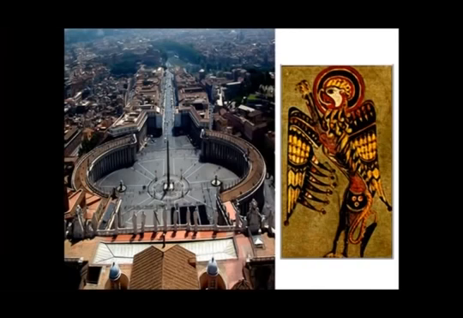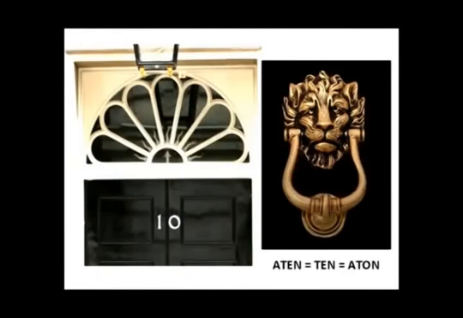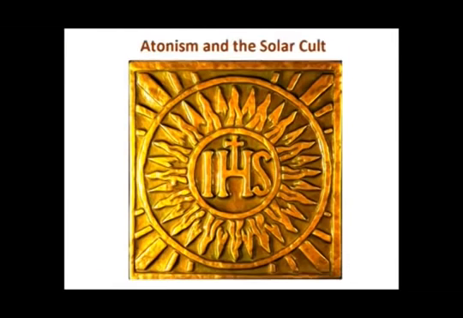The lion, of course, is a symbol of Mark, which is also the symbol of Vatican City. The lion is the symbol of Vatican City. We find, as we point out in part 1, that the lion is used in British heraldry and appears even on the famous door of 10 Downing Street. The symbol of the Jesuits.